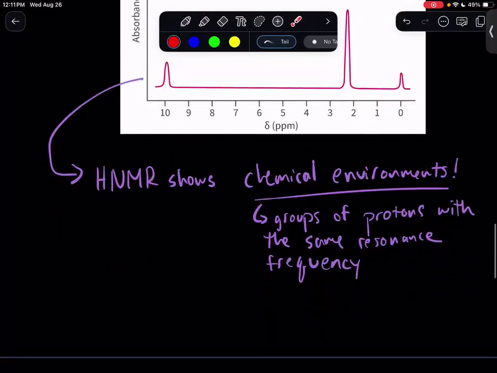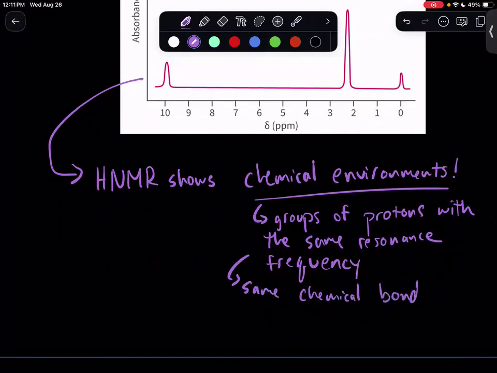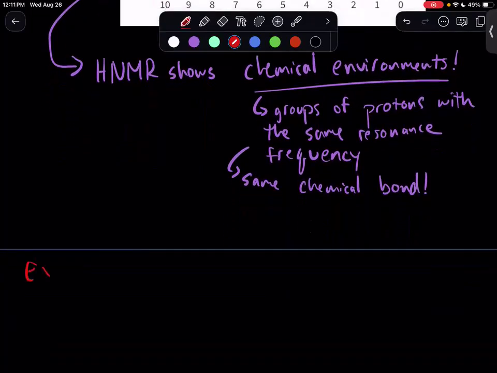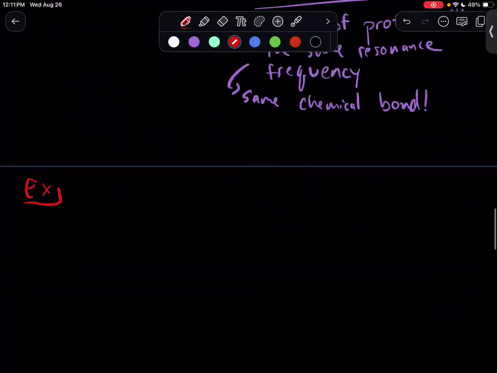But what that basically means is that they all have the same chemical bond. So how do we define those chemical bonds or those chemical environments? The best thing to do is to look at an example. So in this example, let's look at ethanol.